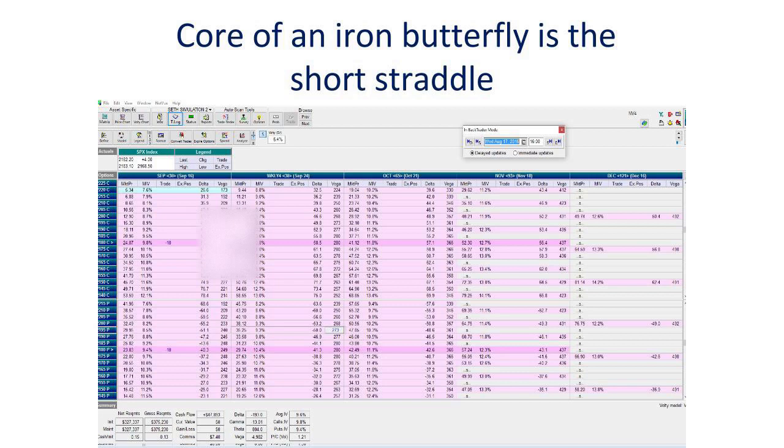Now that trade alone, without the wings, has about $5,000 of negative vega. In the English language, what that means is if market volatility picks up and options volatility picks up, then for each point of volatility, the way that it is measured, you would lose $5,000 on this straddle.